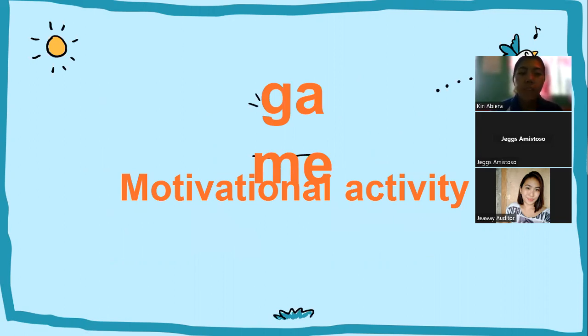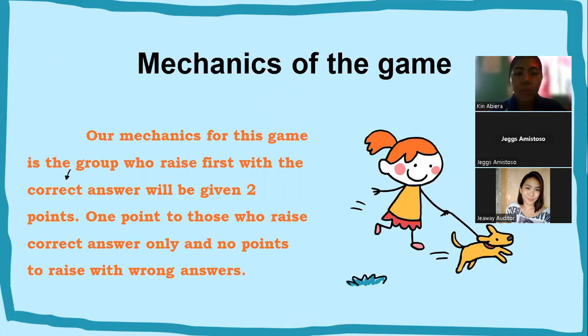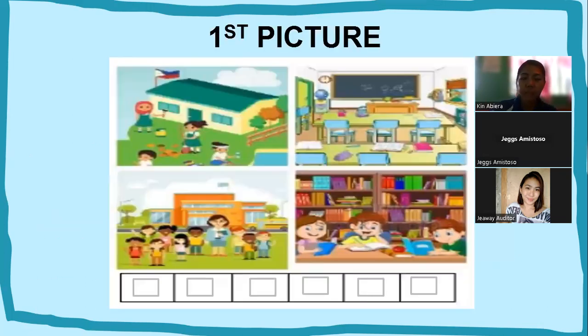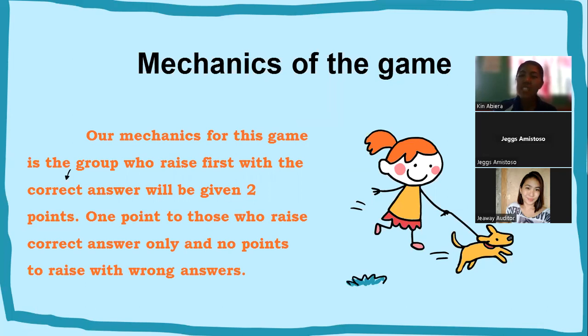So do you know the game four pics one word? So we will have a game first. We are going to play this game. The class will be divided into four. Each group will be given an illustration board and chalk. Choose your group leader, and each leader will be the one who will write and raise their answer. The mechanics of the game: the group who raises first with the correct answer will be given 2 points. 1 point to those who raise a correct answer after, and no points to those who raise wrong answers. Understand? Yes, teacher. Okay, start the game.